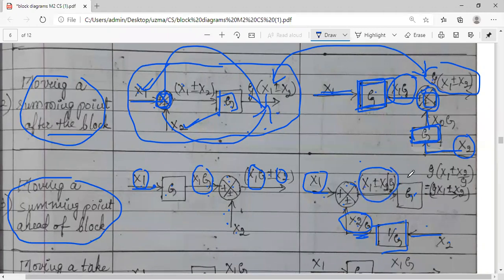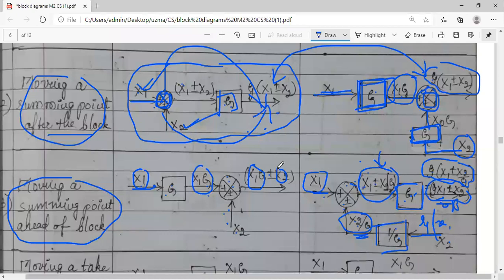Okay, so this signal is passed through the block with the transfer function g. So what is the output here? The final output is gain times the input. So what is gain? It is g. And what is the input you are passing? x1 plus or minus x2 by g, into g. So you can solve this, multiply: g x1 will be the first term, plus or minus g times x2 by g, and this g in the denominator gets cancelled, you will be left with x2.